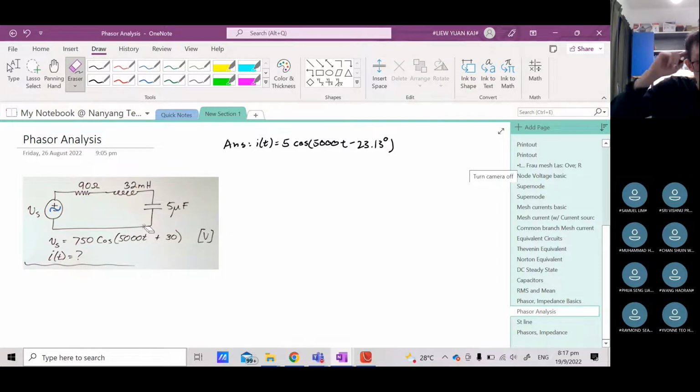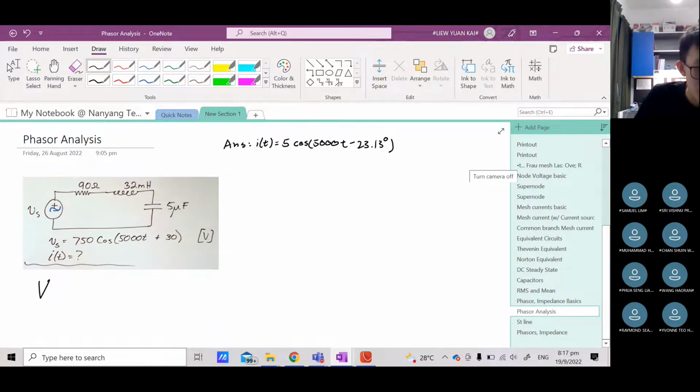So step 1 is change everything to a complex number. So let us change the source to a complex number. Oh, sorry. Let me define the problem first. The problem that we want is to find the current through this circuit, which is given by IT. So step 1, change everything to a complex number. Let us change Vs into a complex number.